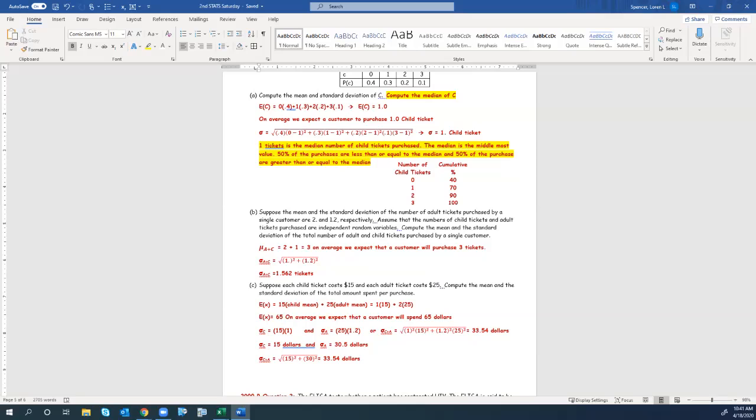And we can multiply means by a constant. So 1 times 15 plus 2 times 25. And we can just straight up add them. So the calculation for the expected is pretty easy, it's $65.